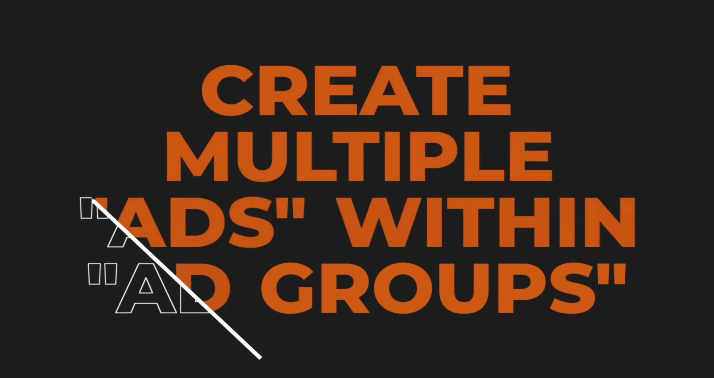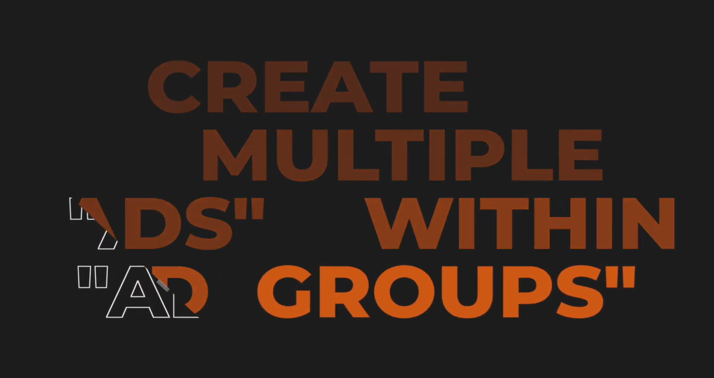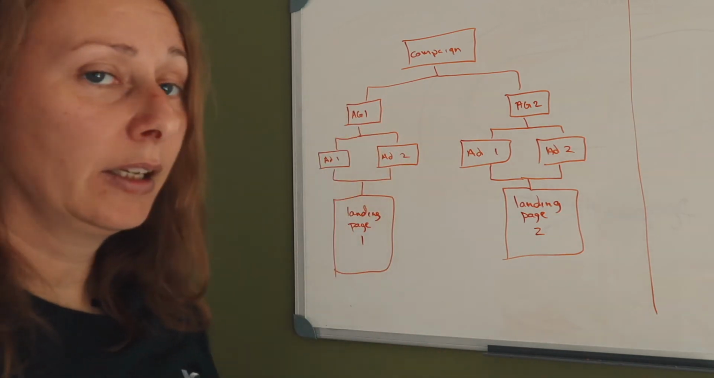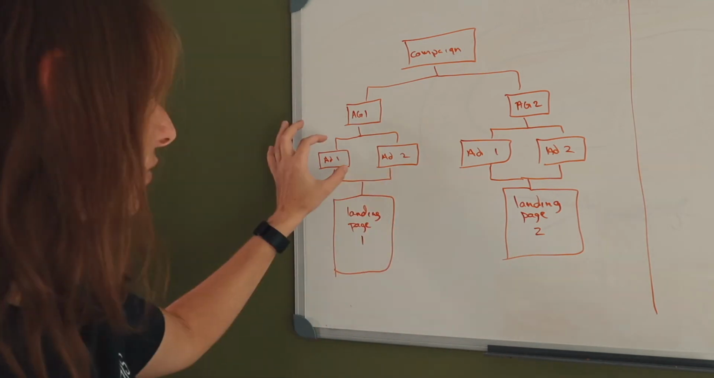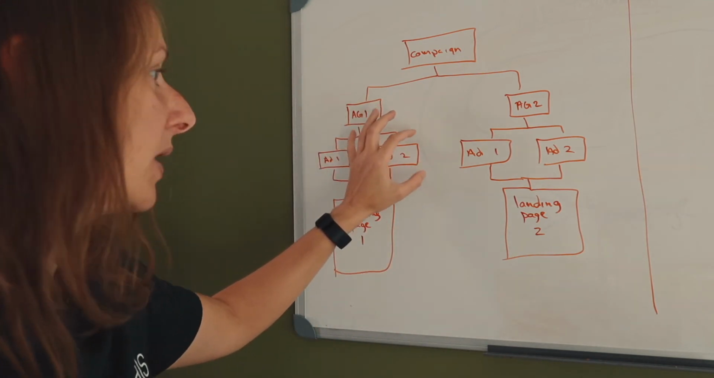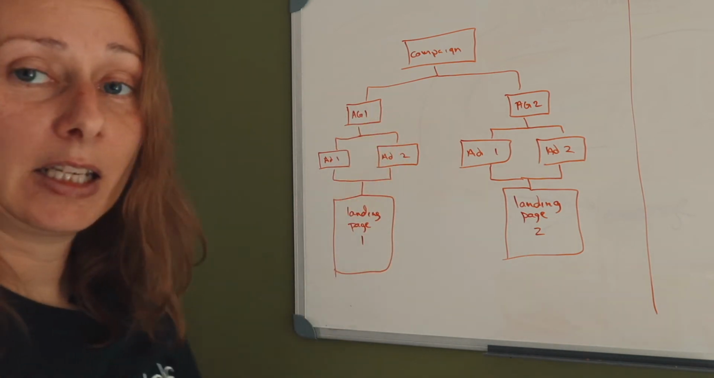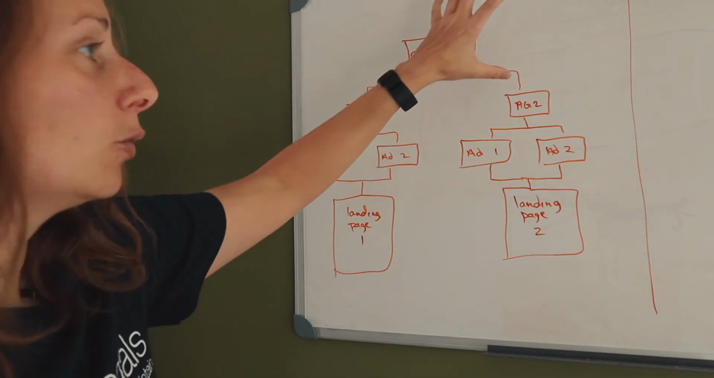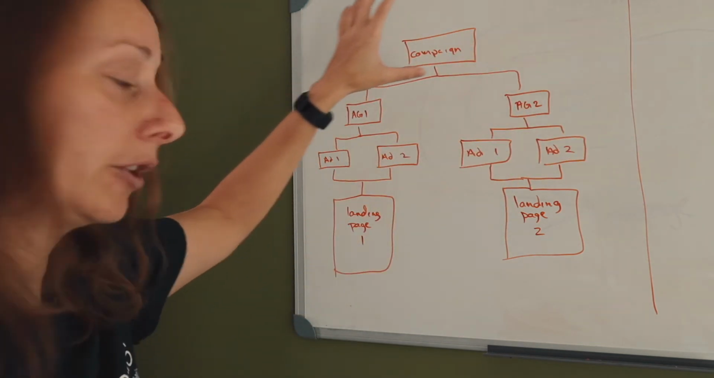So ad 1 under ad group 1 could be regular dentist checkup, and ad group 2 could be tooth pain, potential cavity. So those ad groups then would go to a specific landing page. Do not send your ads to a home page. You want to build trust with the people clicking on your ad.